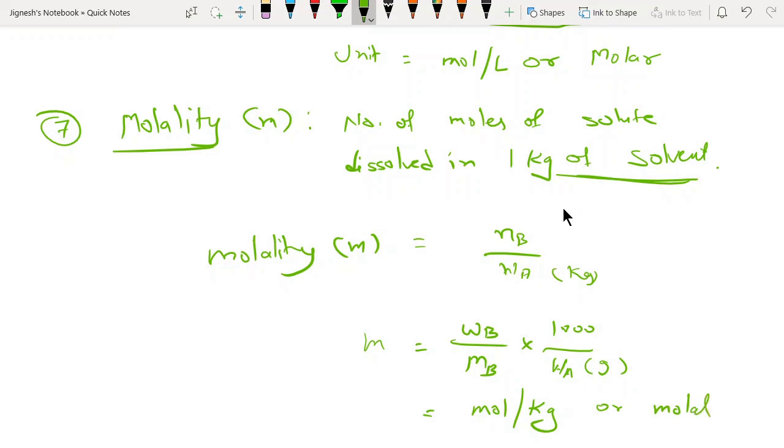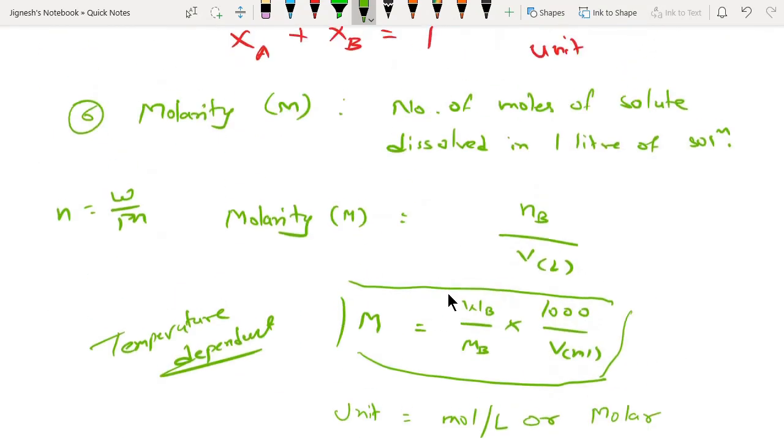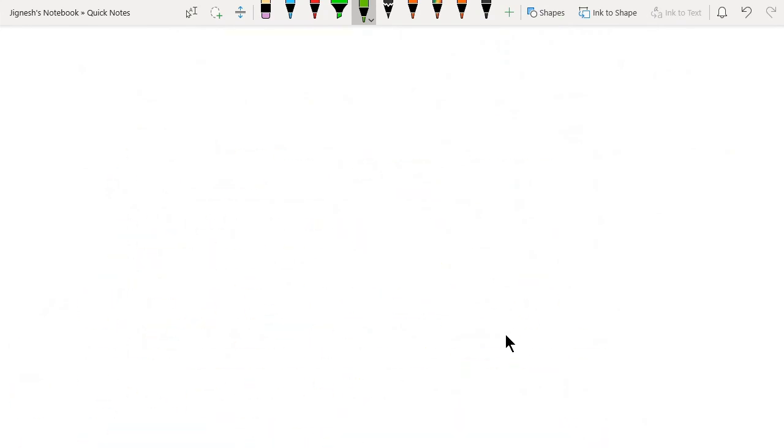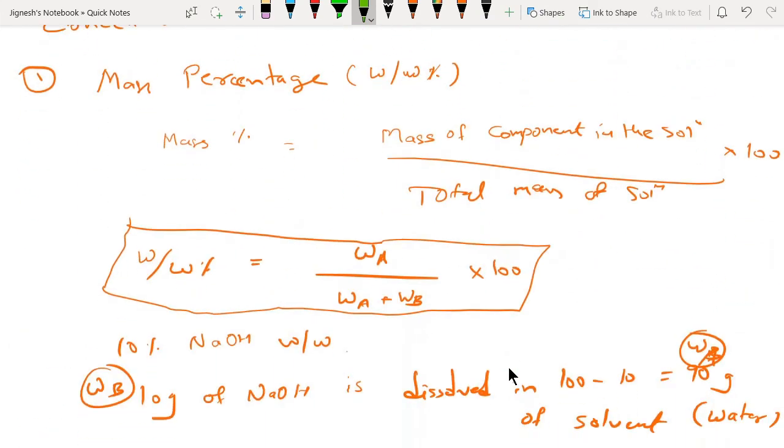And guys, this is temperature independent. It means if temperature changes, the molality, the concentration of solution, will not change. So guys, these are the 7 types of expression of concentration that can be done over here. In the next session we will study their numericals.